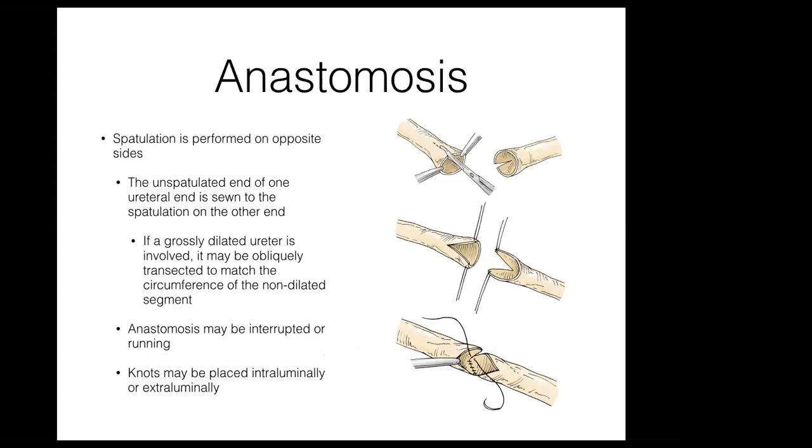So here, along with its accompanying picture, the spatulation is performed on opposite sides. The unspatulated end of one ureteral end is then sewn to the spatulation on the other end. When there is a grossly dilated ureter involved, an oblique transection may be performed to match the circumference of the non-dilated segment. So anastomosis may be done with interrupted sutures or with a running suture. And the knots of your suture may be placed intraluminally or extraluminally.